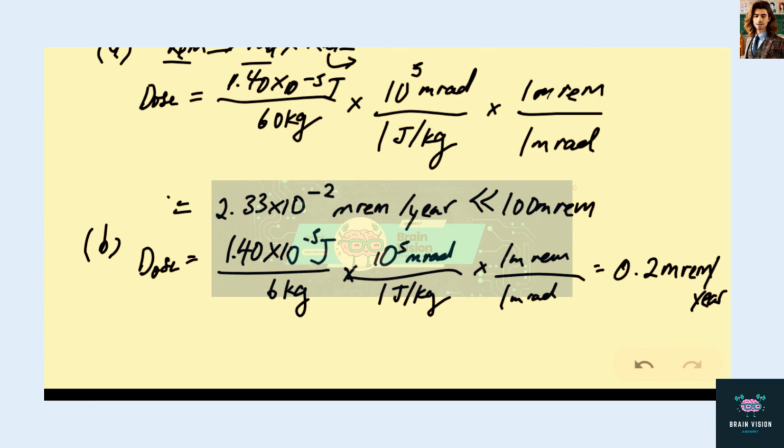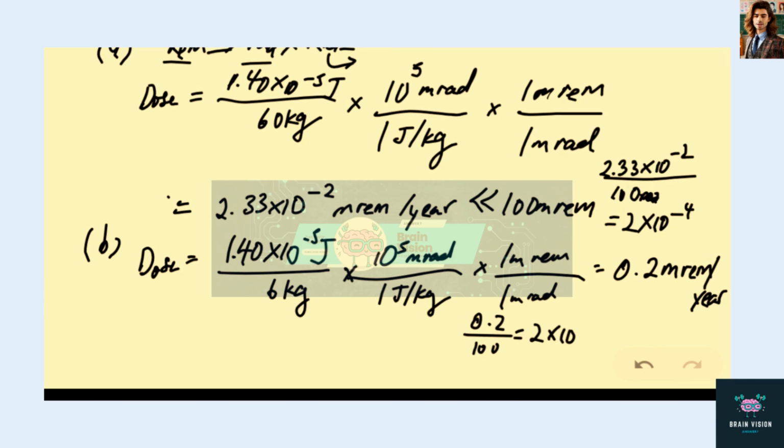So for the adult, we take 2.33 times 10 to the power minus 2 divided by the allowed dose, which is 100. We get about 2 times 10 to the power minus 4. So this is about 2 times 10 to the power minus 4 times the allowed dose. Whereas for the baby, it is 0.2 divided by 100, which is about 2 times 10 to the power minus 3 of the allowed dose.